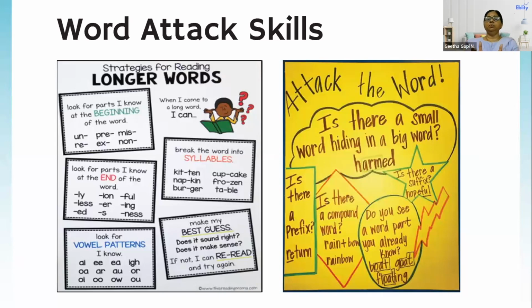So even within a word, look for all these prefixes and suffixes, which are the beginning and ending parts of the word, and word patterns that you have already taught and the children may be familiar with. All these things can be looked into, and word attack strategies have to be taught and practiced with children so that when a word is presented to them, they know how to go about decoding it. And again, as I said, don't just give the word away. Get them to practice and rehearse these strategies so they become more and more independent readers.